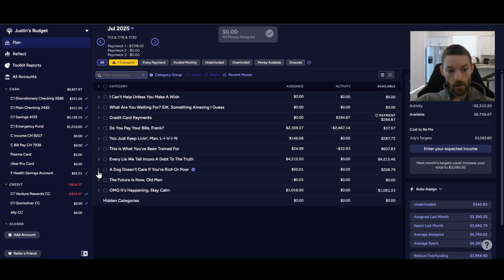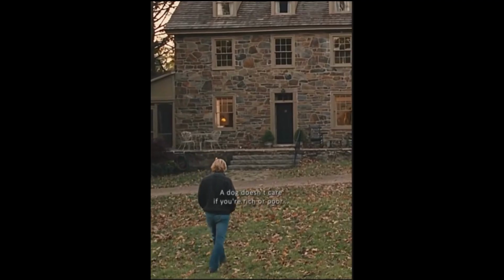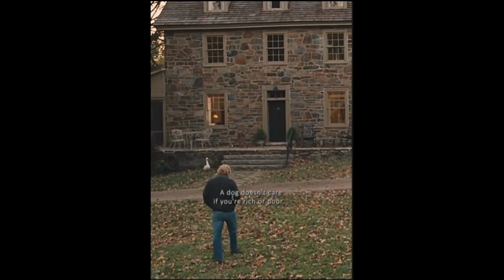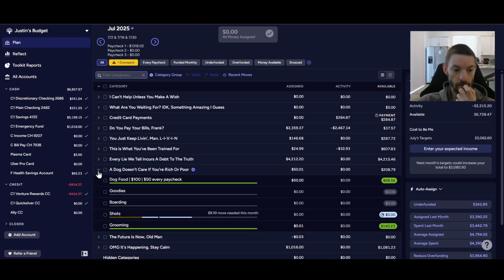I have this: a dog doesn't care if you're rich or poor, clever or dull. This is basically all of my expenses for the dog, minus the emergency vet group, which will be in my emergency fund. But I have my dog food, anything like boarding, shots, grooming, treats, things like that, going to be under this group.